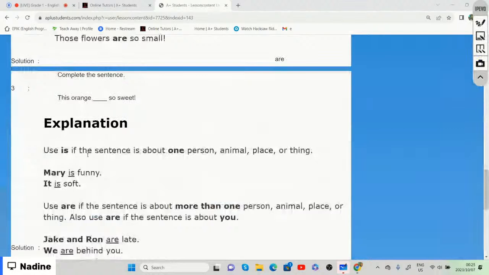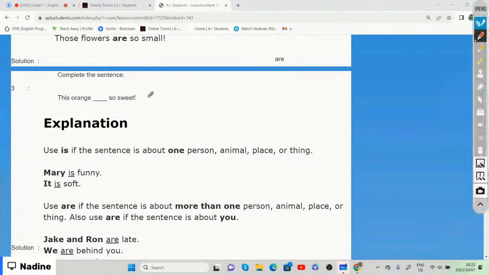All right, let's go on to the next one, which is this orange. Do we say this orange am, are, is? We need to choose one of these words to complete our sentence. So do we say this orange am so sweet? This orange are so sweet? Or this orange is so sweet? We need to choose the correct one to complete the sentence.